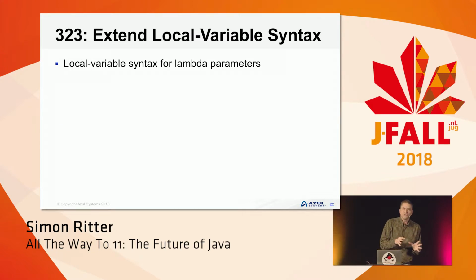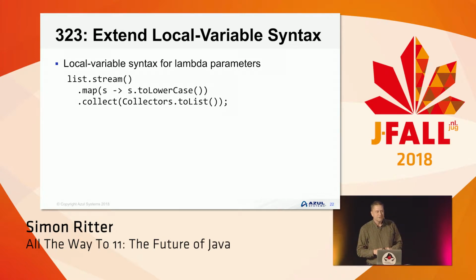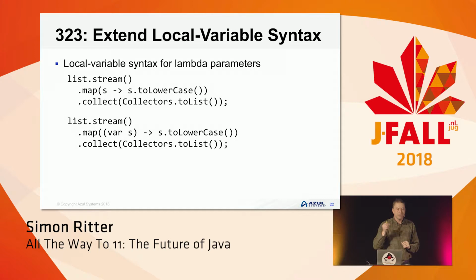In terms of language changes at JDK 11, very small. Local variable syntax has now been extended to lambda parameters. What does that mean? Well, what we could have is something like this. So we've got a stream, and within our stream, we've got a lambda expression. So we're mapping from a string to the lowercase version of that string. Okay, that's all good. Now we can use var, like that.